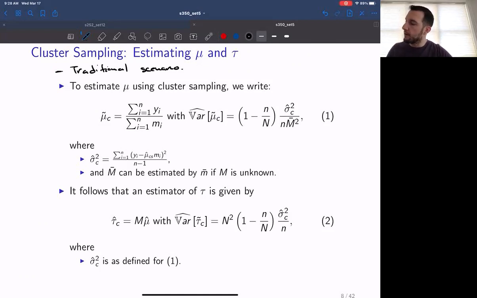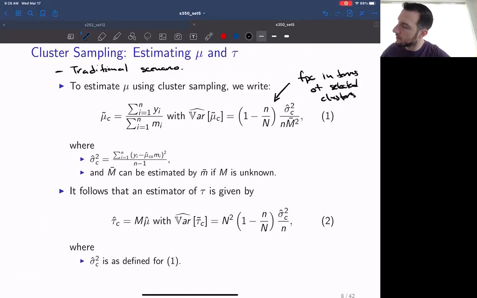Okay. Now you can see we have the variance of mu tilde c. This is 1 minus n over capital N. Notice that our FPC is in terms of clusters. And then we have sigma hat squared for the cluster divided by n, the number of sampled clusters, multiplied by m bar squared, where again, m bar squared is the average cluster size for the population.